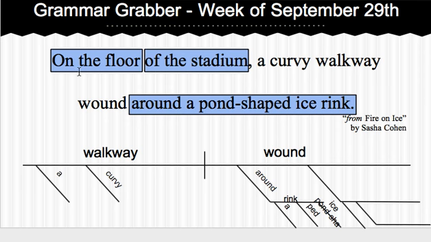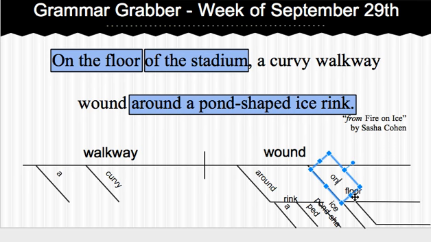Then we have these last two prepositional phrases, on the floor and of the stadium. So we'll start at the beginning, on the floor. So on the floor is describing how and where this wounding went. And so our noun, we should know, is floor. And what connects the wound and the floor, or the walkway and the floor, would be our preposition on. So that goes on our diagonal line.